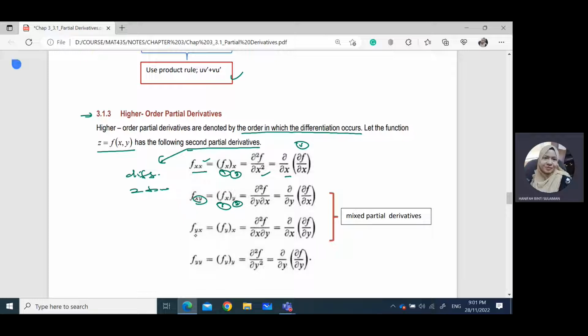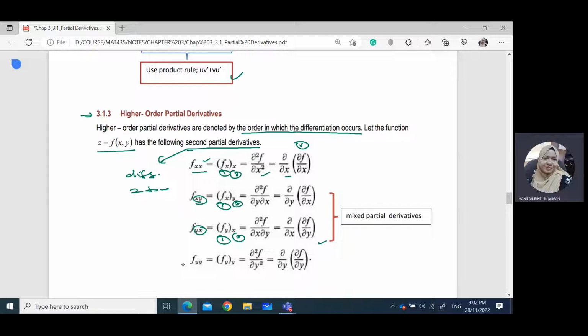And next we have derivative respect to y and x. So this one we differentiate respect to y first and then followed by the derivative respect to x on the partial derivative respect to y. Okay, so I letak number dekat sini untuk first we differentiate respect to y, and next we differentiate respect to x. Okay, so these are the notation for second order derivative respect to y and x.